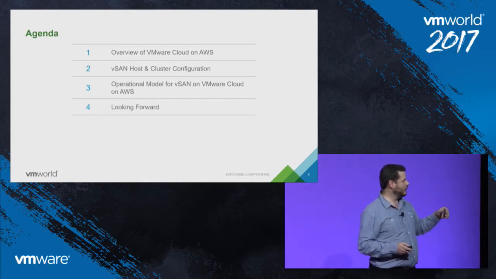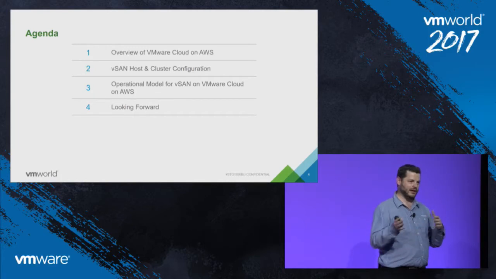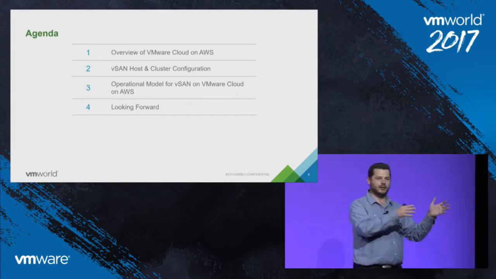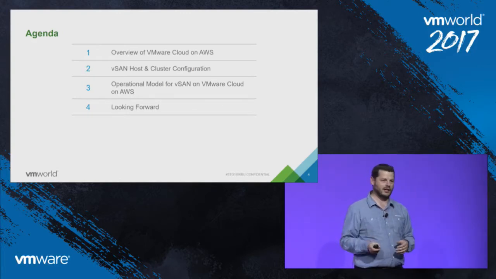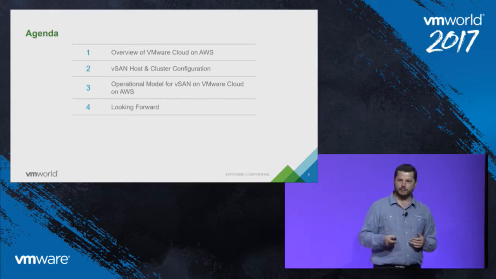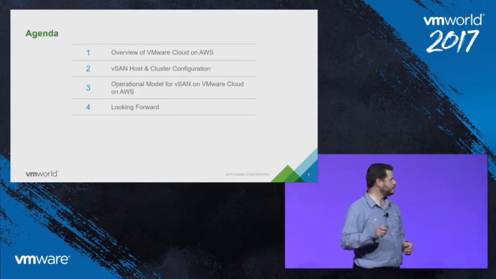Then Matt will cover a little bit on the operational model for vSAN, how things are different compared to how you would be used to managing things in your on-premises locations, compared to how you would manage things in VMware Cloud on AWS. And then at the end, I'll talk a little bit about some of the areas that we're looking at pushing on further and developing further as part of our portfolio in the storage and availability space.